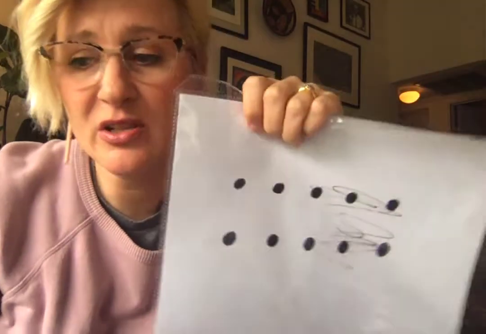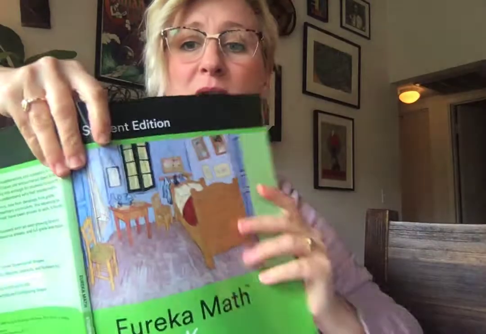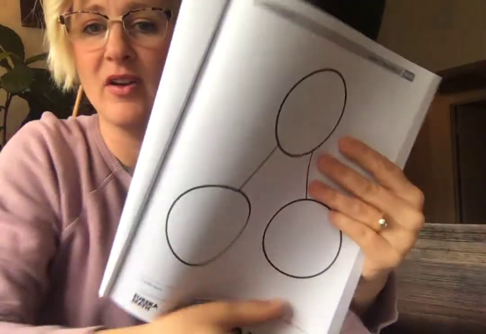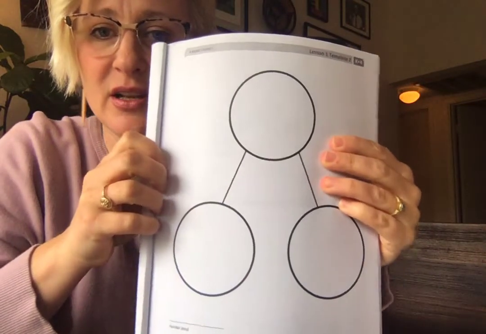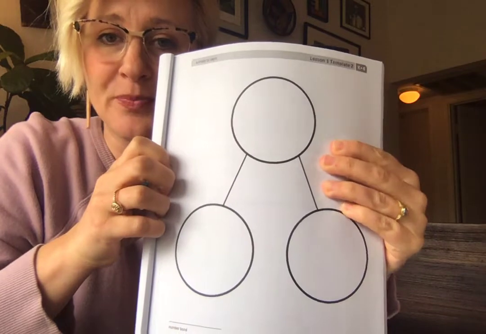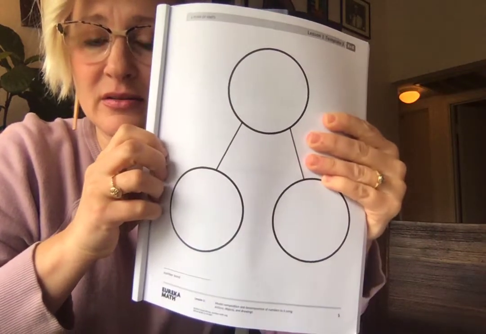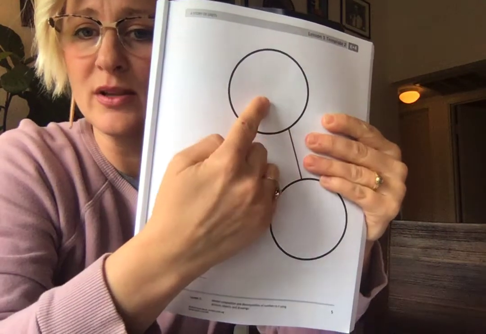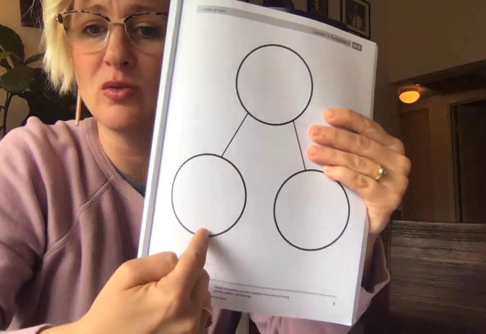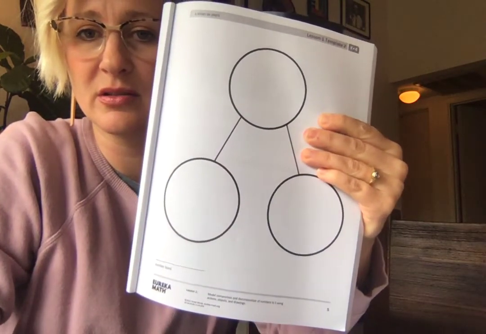So what I want you to do is find your math workbook and look at page 5. Page 5 is showing us a number bond, what it looks like. And you'll notice here that there is one circle that is connected to 2 other circles.